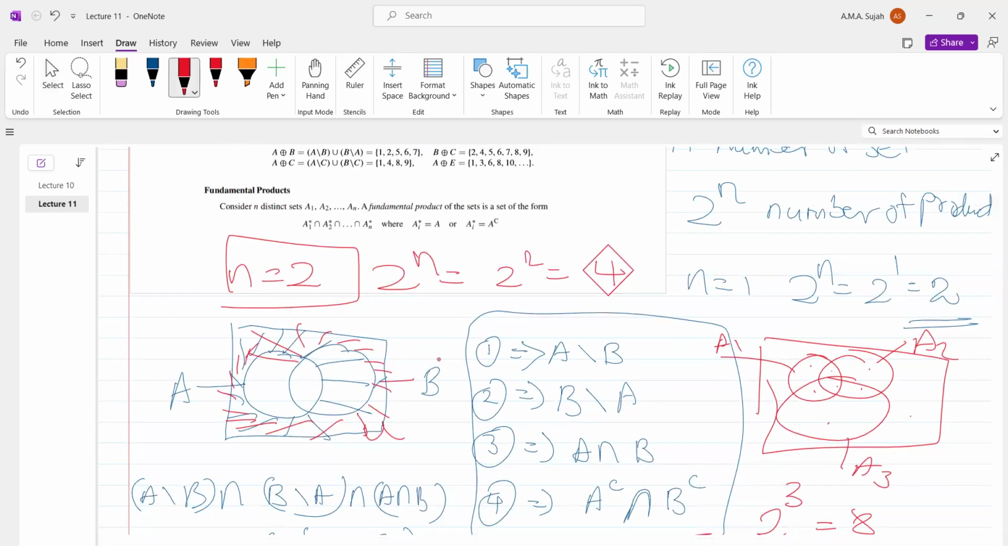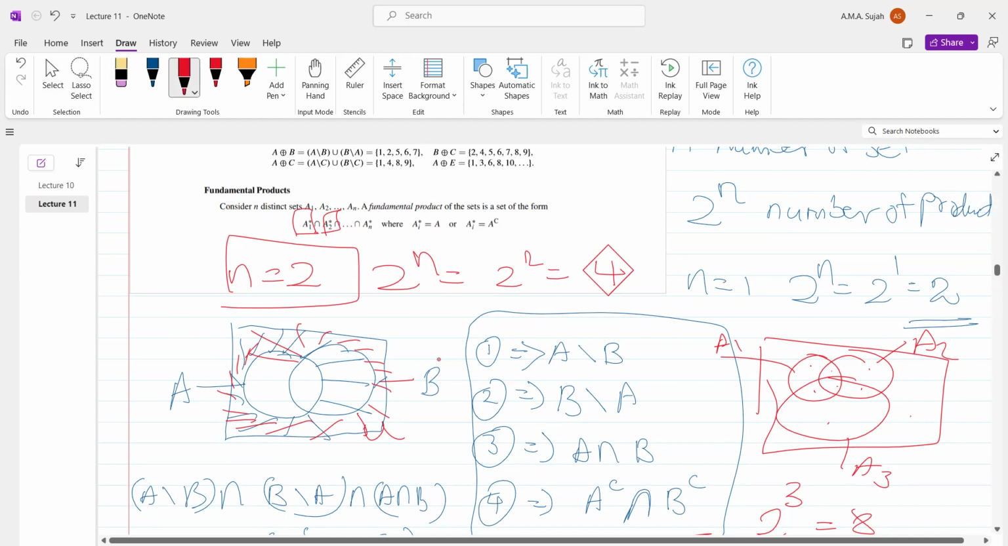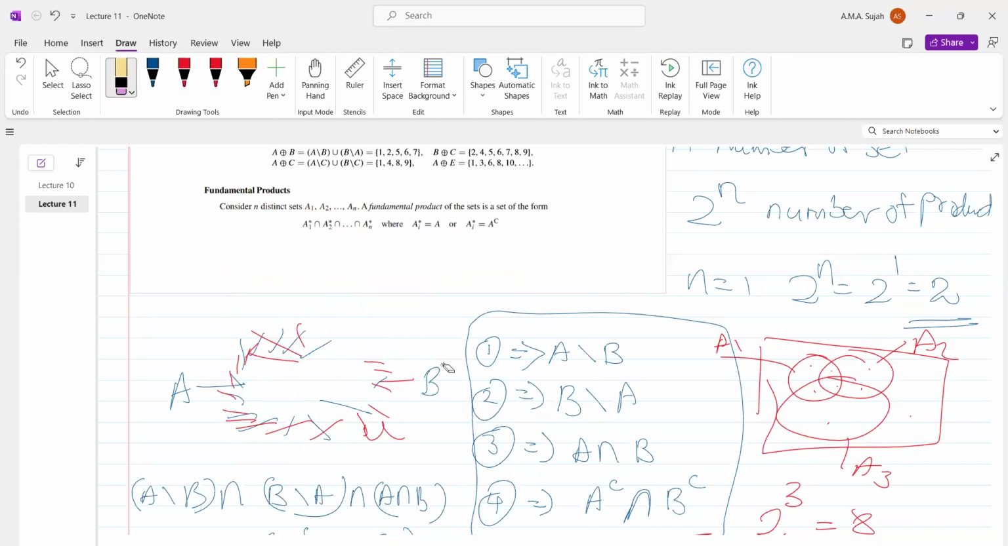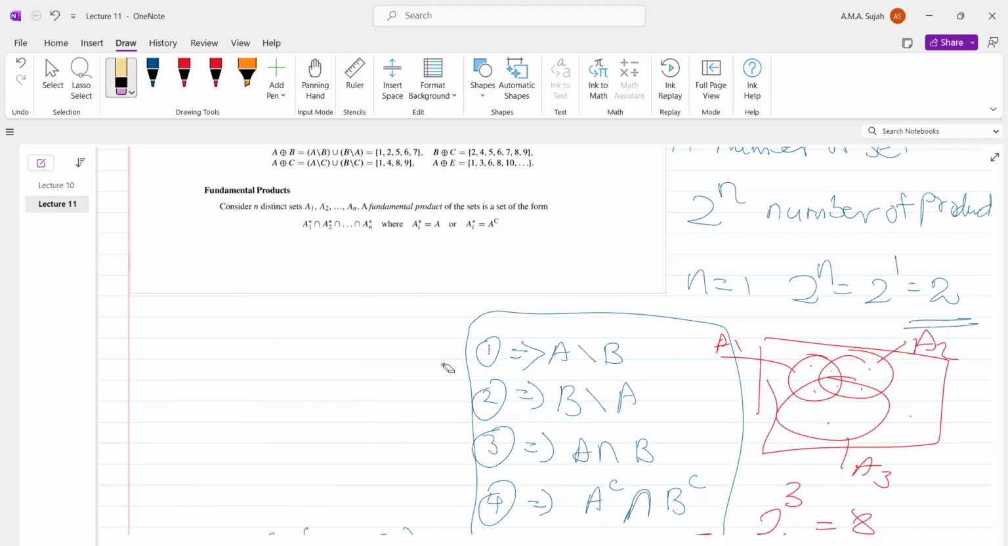So the fundamental products of sets: each portion of the product becomes either A or a complement, right? Maybe it becomes A, meaning that set, or the complement of that set. These are the two possible options, right? So how can you write it if you have three sets? Also, you can check with your answers, right? I will write the answer. Just check with yours, right?